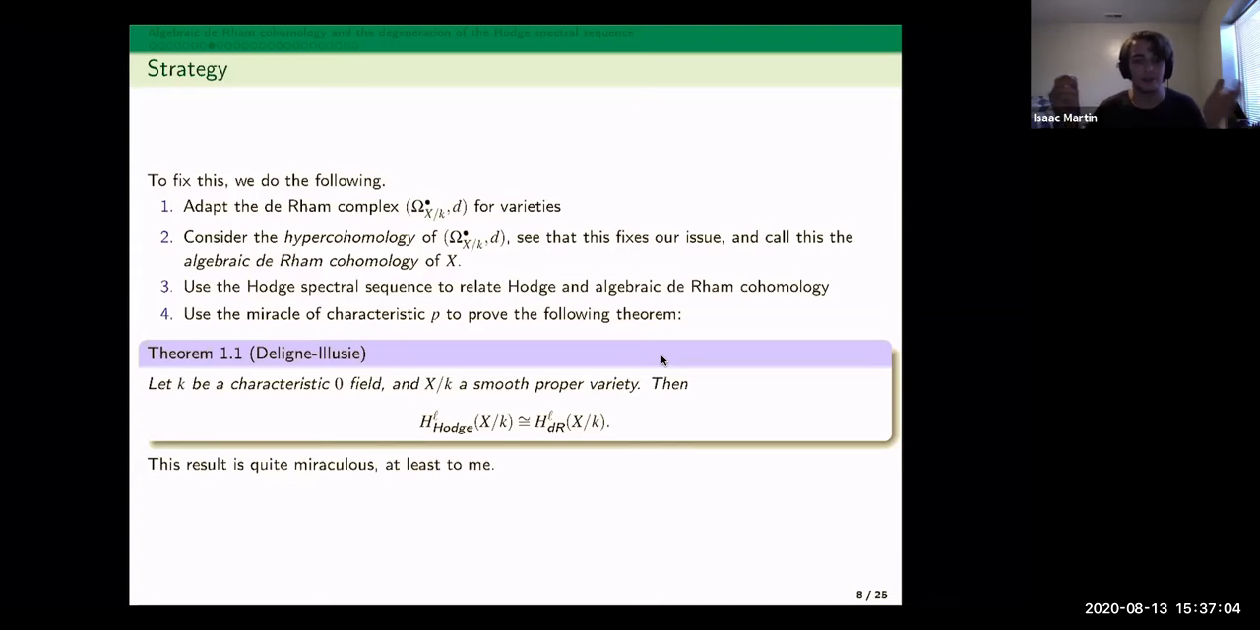So we need to find some way to work with it. And the way we do that is by forming a spectral sequence to somehow relate a nicer cohomology, Hodge cohomology, to this new algebraic de Rham cohomology. And then once we've done that, finally, we use something like the Lefschetz principle, or in this case, just some very cool characteristic p techniques to prove that these two cohomology theories are the same, that Hodge and de Rham cohomology give us the same thing.